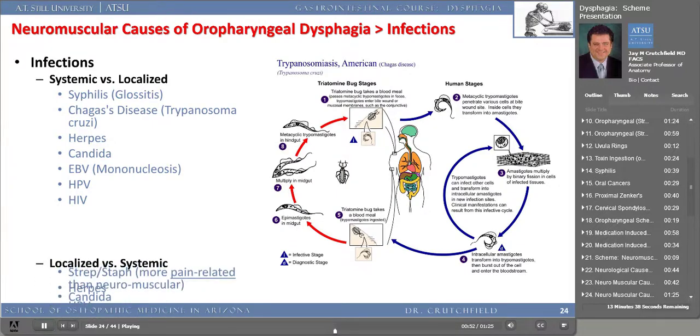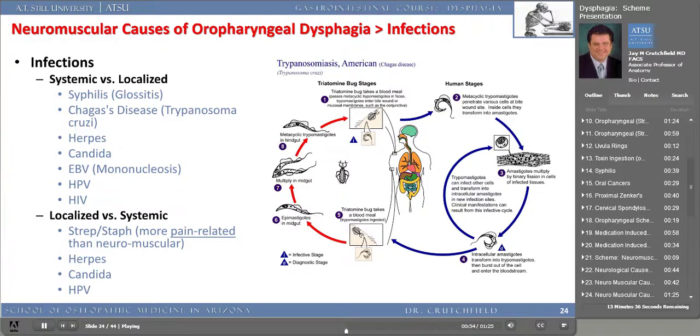Then other infections, such as strep throat, are actually more pain-related than they are neuromuscularly related. Herpes and candida, and even HPV again, can infect the tonsils and the posterior pharynx, causing a more localized oropharyngeal dysphagia. Because of the mechanism in which some of these viruses affect the innervation, the peripheral nerves, we've grouped them under neuromuscular causes, but in reality, it's probably better to put them under infections.